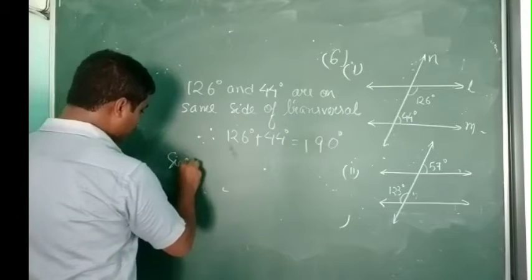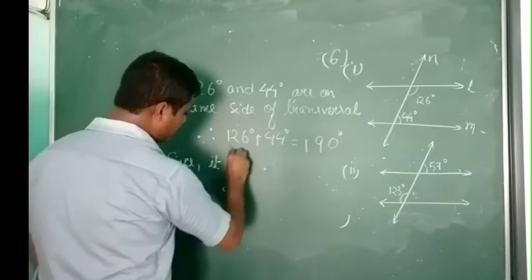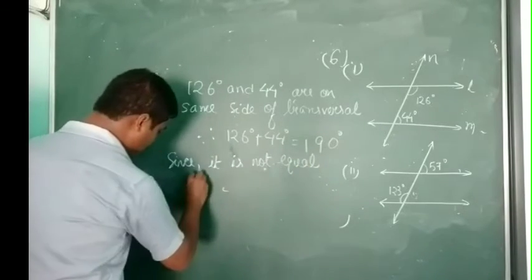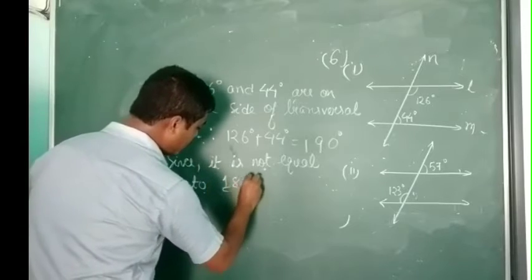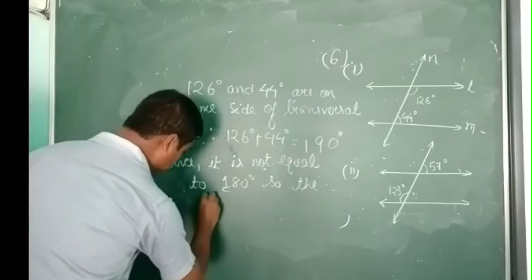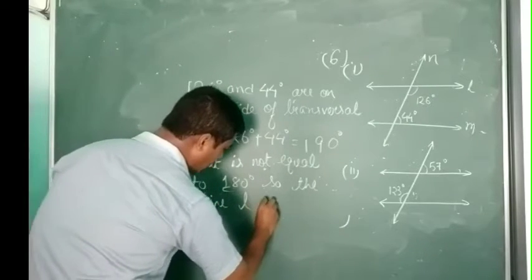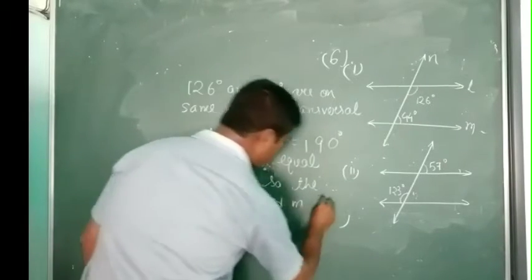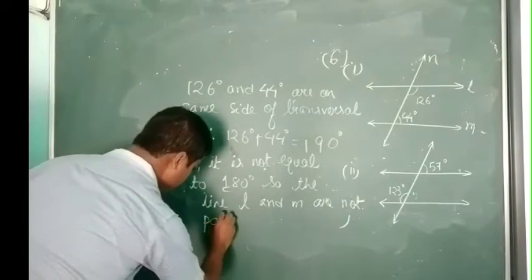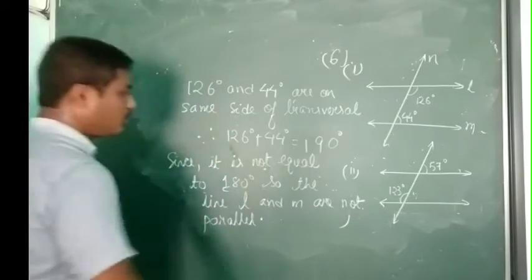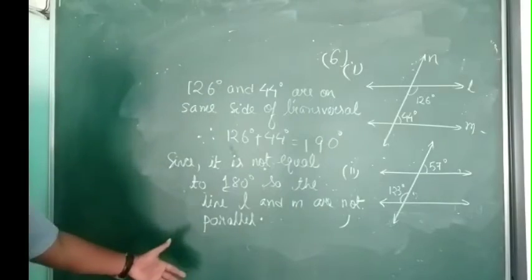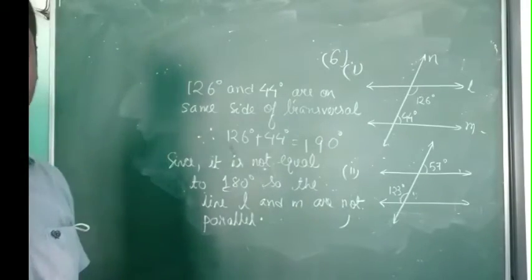Since it is not equal to 180 degrees, the lines L and M are not parallel. Okay, so we have done question number 1. Just pause it, you can write it from here. I am going to question number 2.